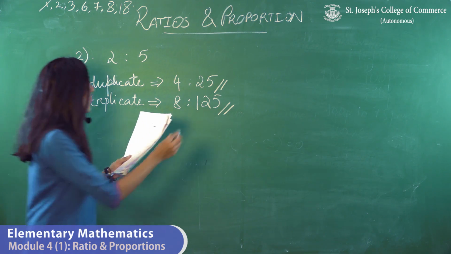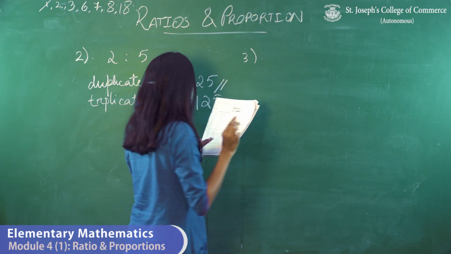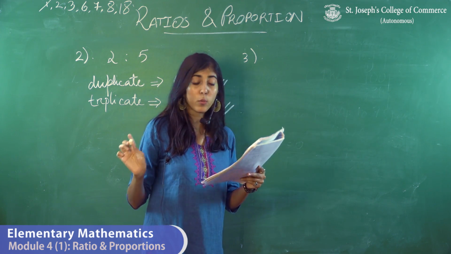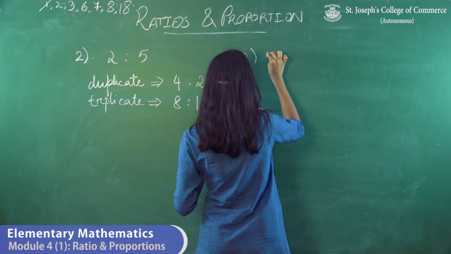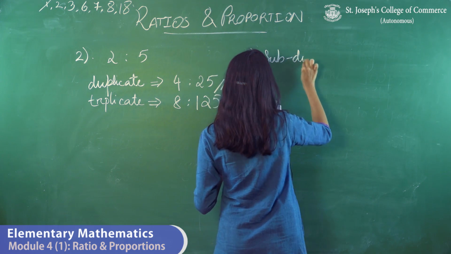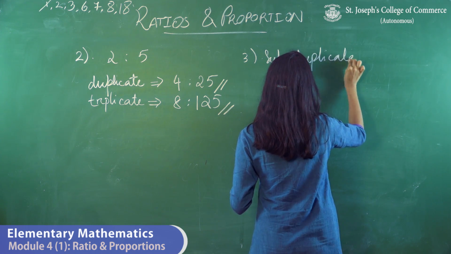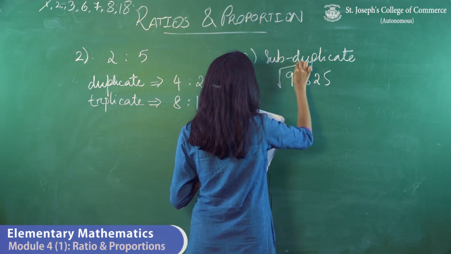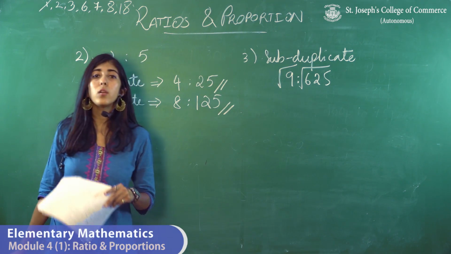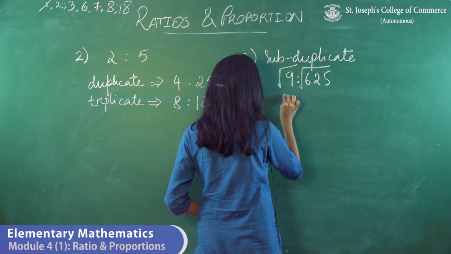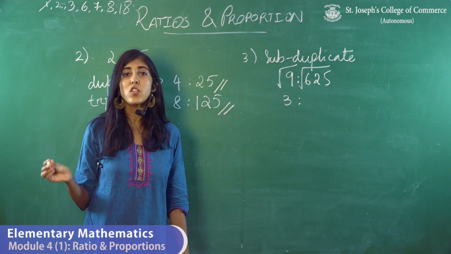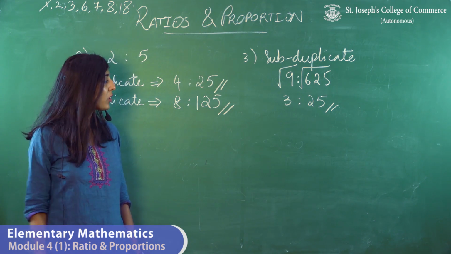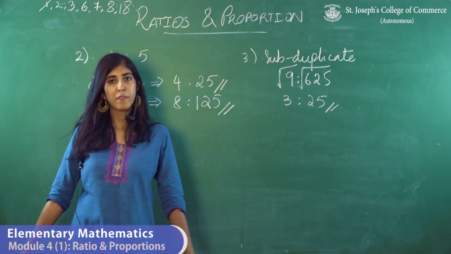Moving on to the third problem, they're asking you to find the subduplicate of 9:625 and the subtriplicate of the ratio 27:125. So if I ask you to find the subduplicate of 9:625, I just need to square root it. When I square root both the terms, you know the square root of 9 is 3 and the square root of 625 is 25. So the subduplicate of the ratio 9:625 is 3:25.